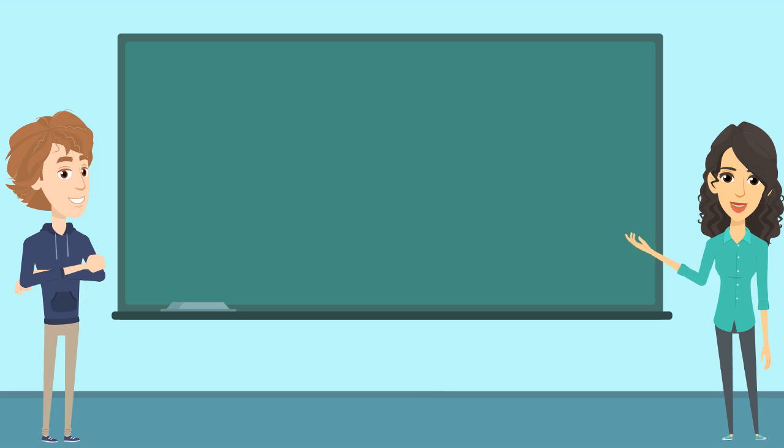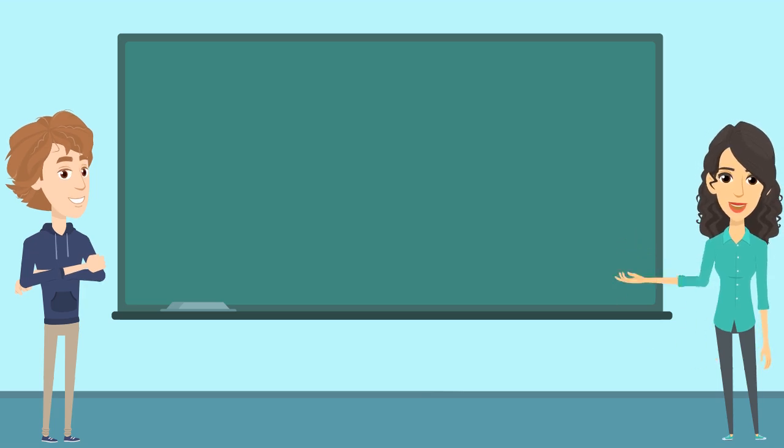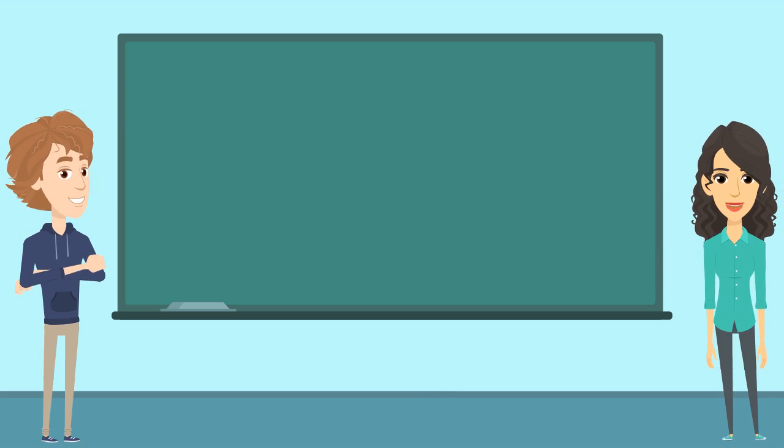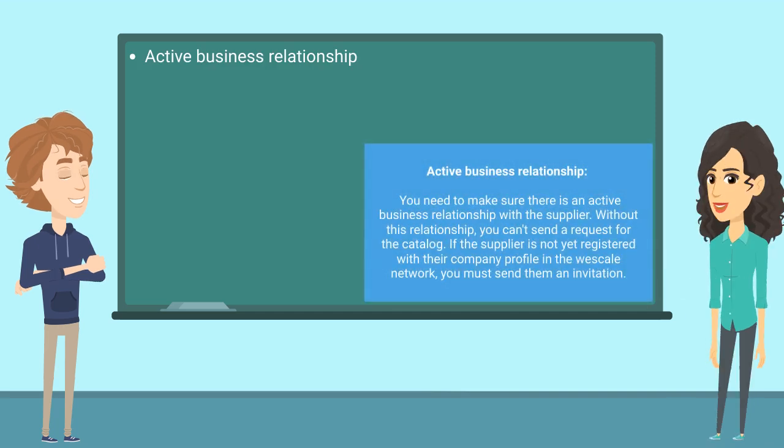Before you get started with integrating a hosted catalog, there are a few important requirements that need to be covered. Let me list the steps for you. Active business relationship. You need to make sure there is an active business relationship with the supplier. Without this relationship, you can't send a request for the catalog. If the supplier is not yet registered with their company profile in the wescale network, you must send them an invitation.